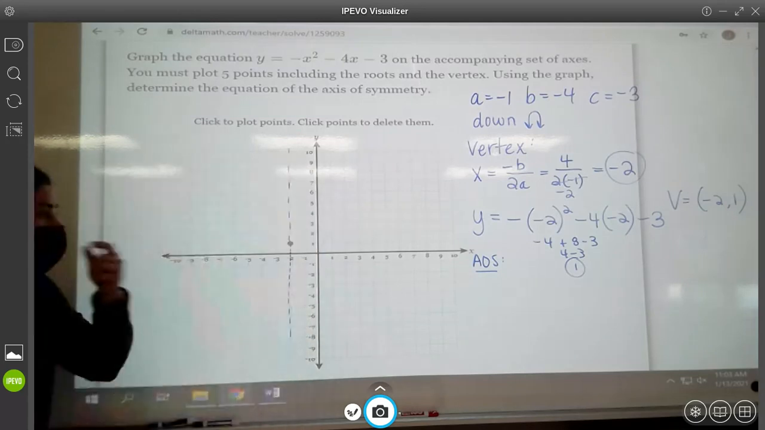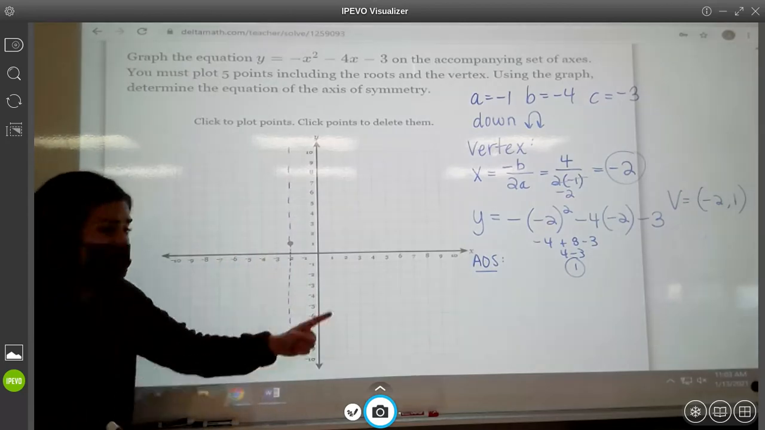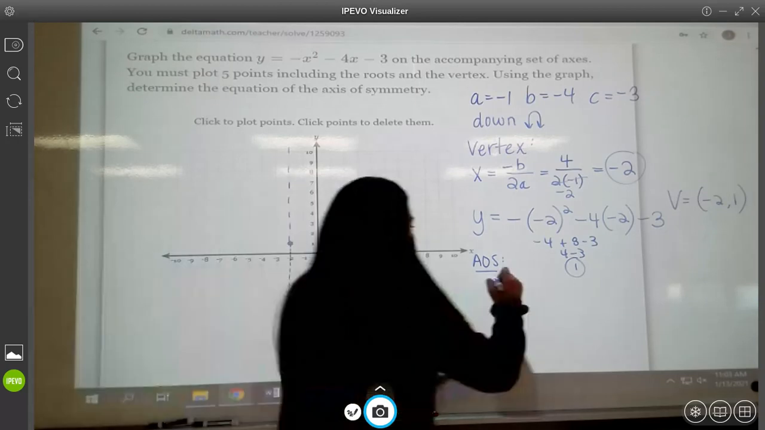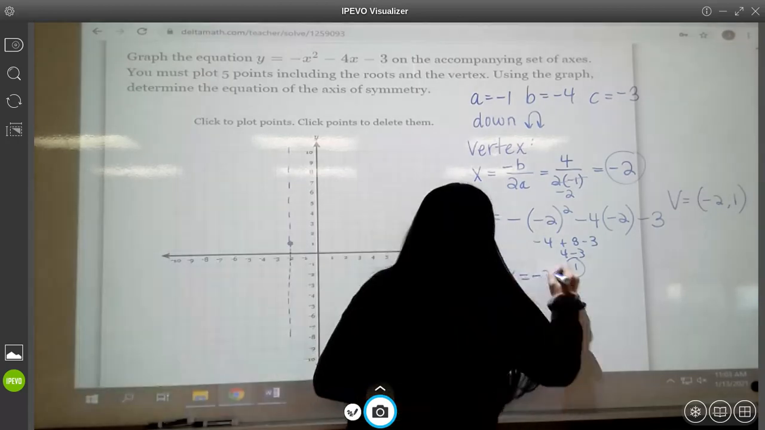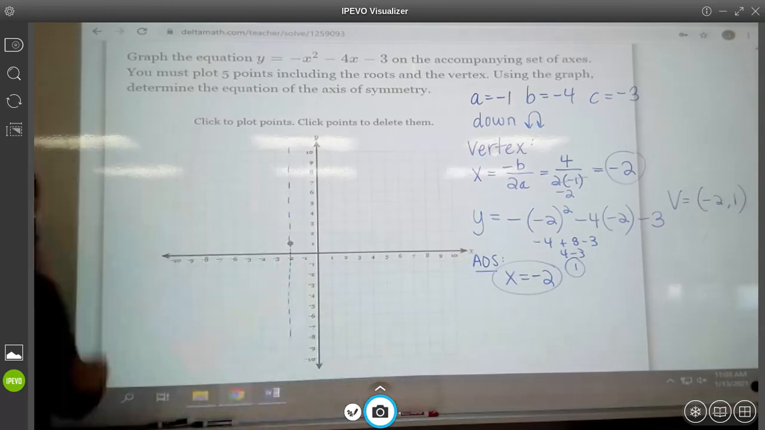All right, so what is the equation of this vertical line? It's the line x equals, what's that x coordinate that doesn't change? -2. So hang on to that because that's going to be part 2's answer.